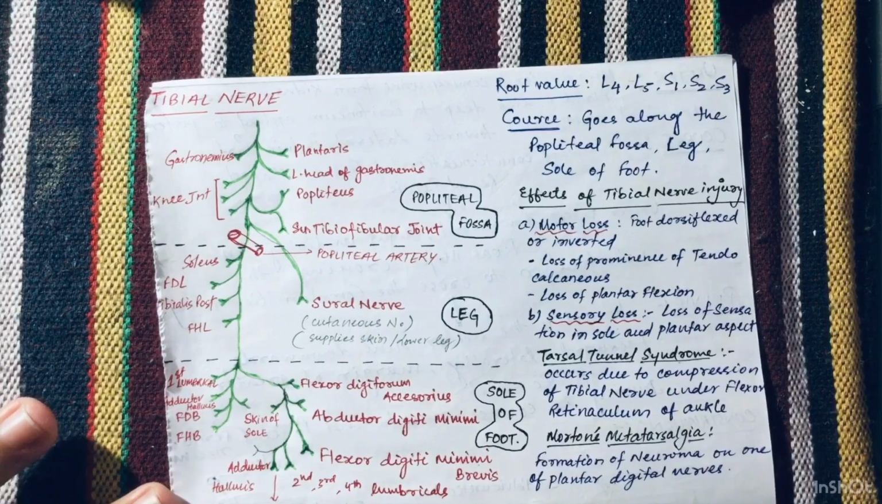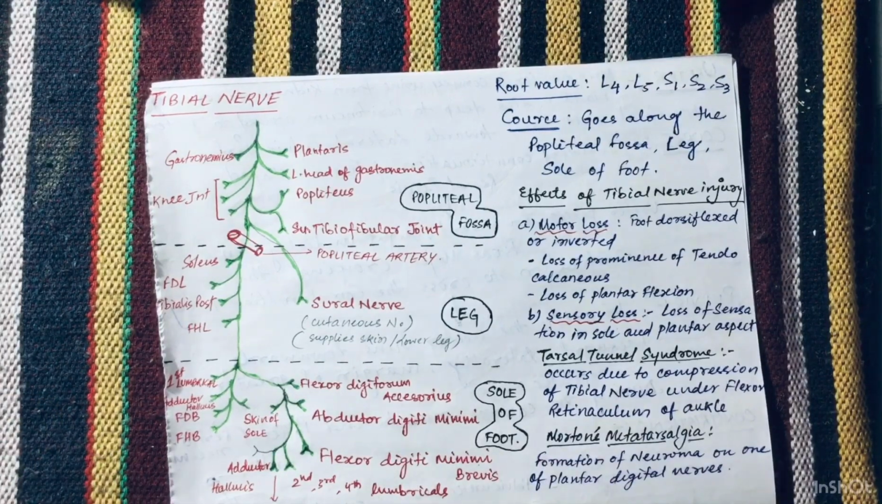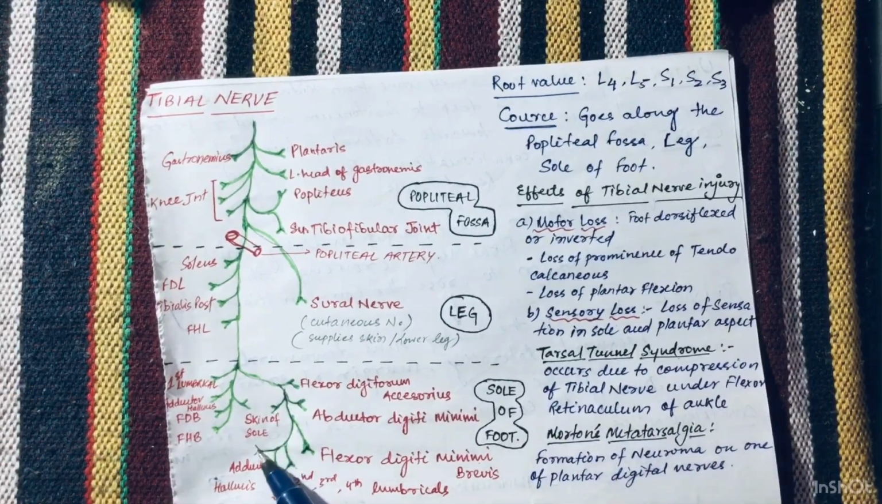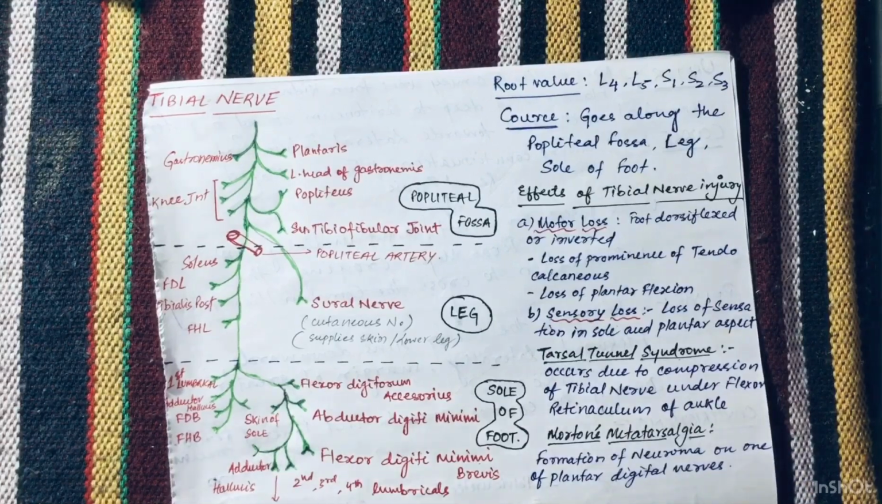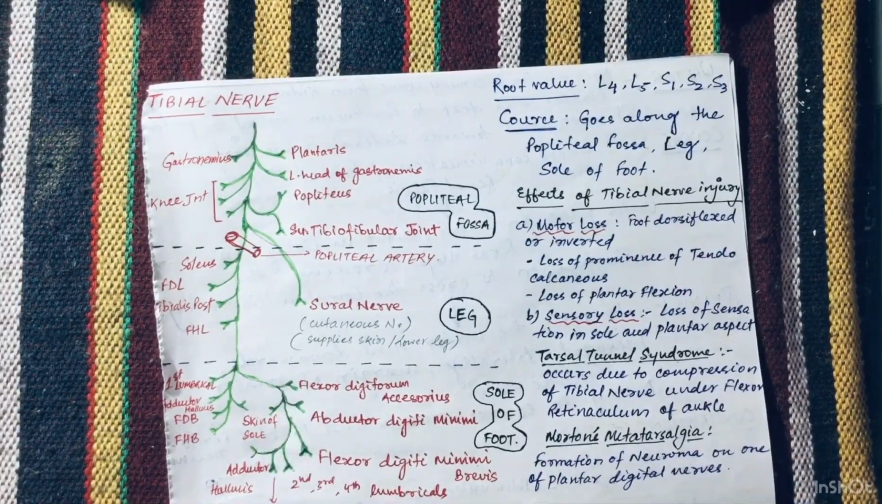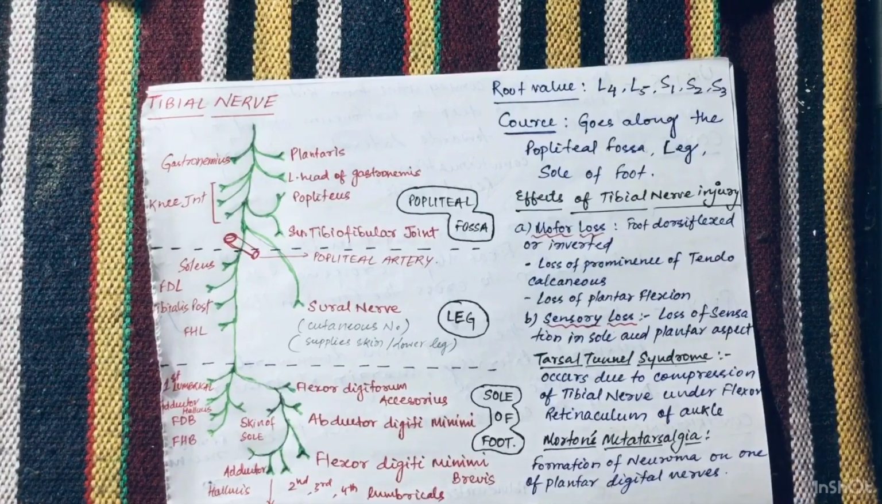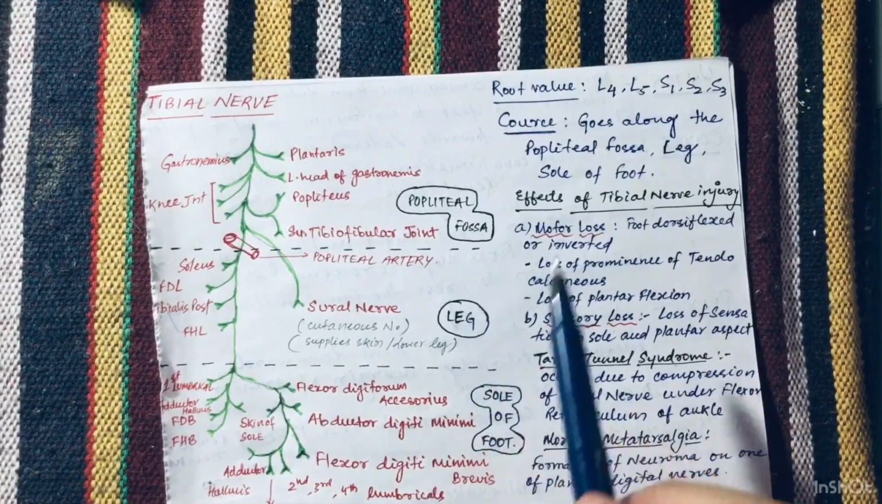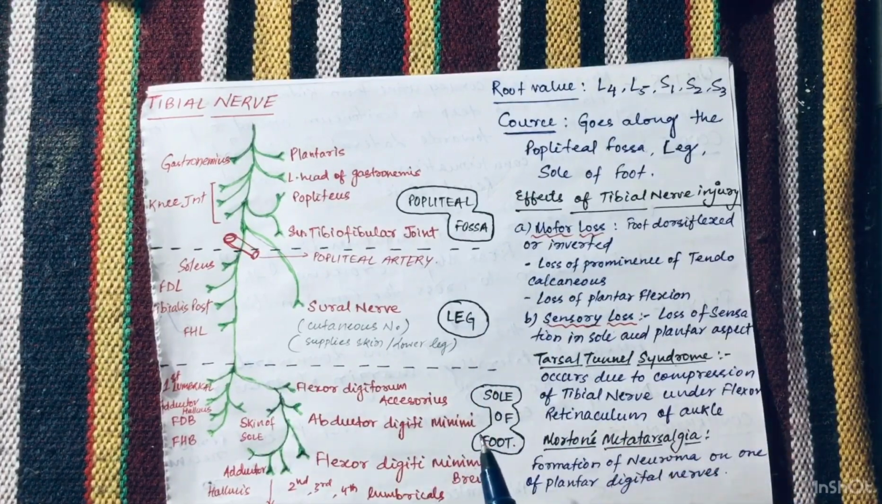What is the interossei? Interossei is the space between the lumbricals, right? Then it again supplies the adductor hallucis. This is the course throughout how the tibial nerve travels, right? Then briefly, if we have to describe the course, how does it go? It goes along the popliteal fossa, then through the leg, then through the sole of foot.